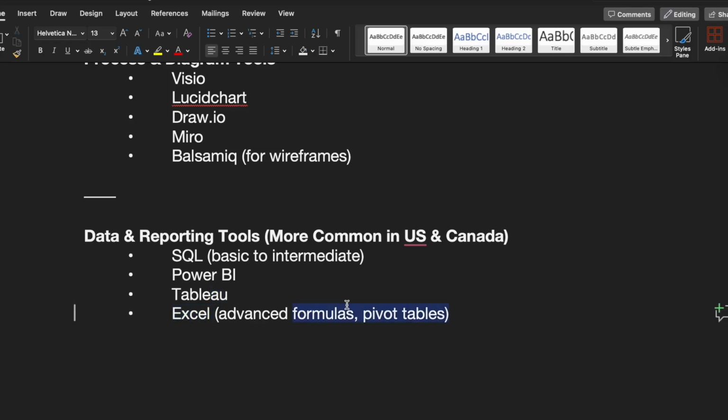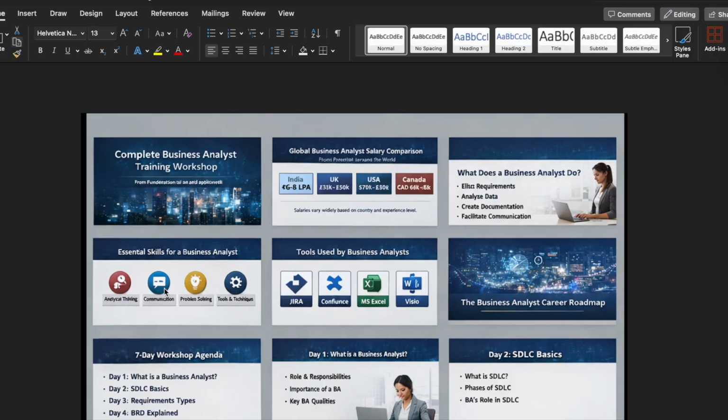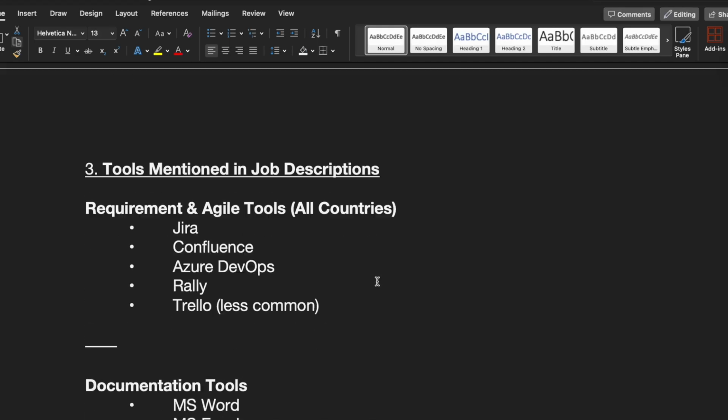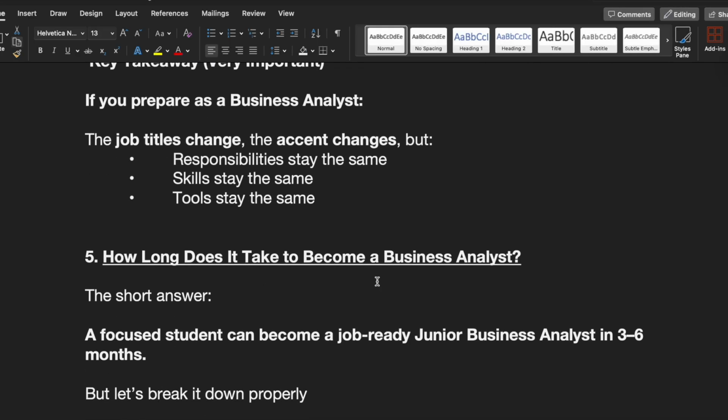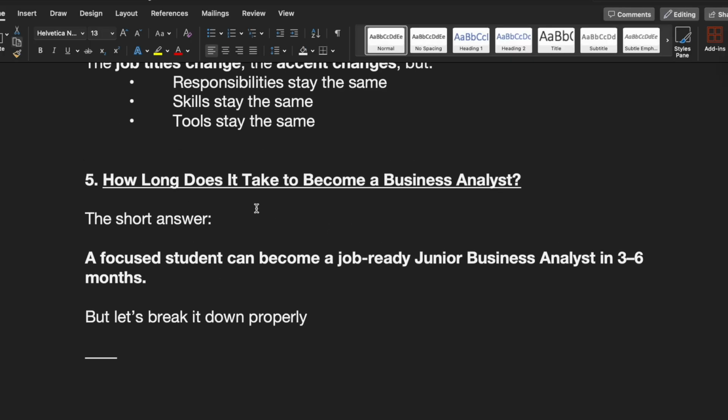Next, data reporting tools. If you see some jobs, they're asking for SQL, Power BI, Tableau, Excel. It's nice to have, but it's not mandatory. Again, as I said when I started, the main job is not to learn the tool, but to learn the skills to do the job. You are learning the tasks a BA does and developing the skills, not the tools. Tools are just helpers, like your calculator. So don't focus too much on tools; whatever free tool is available, you can go with that.